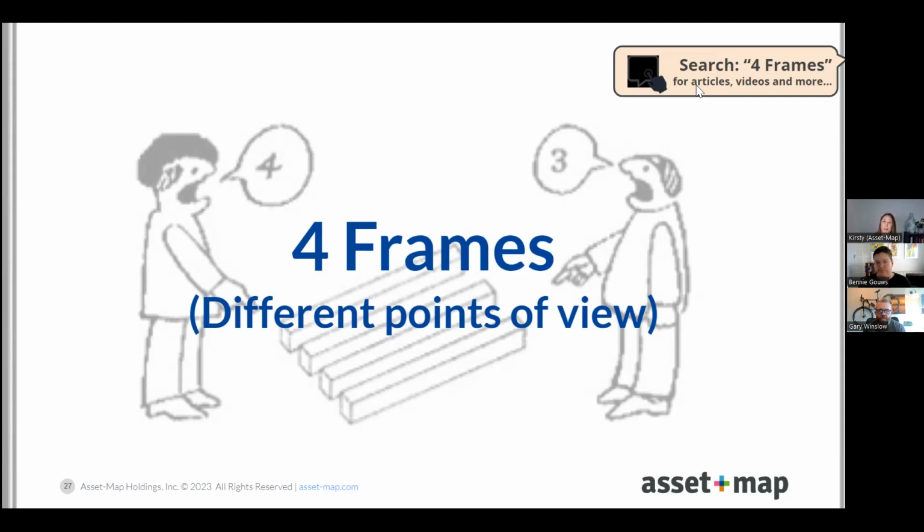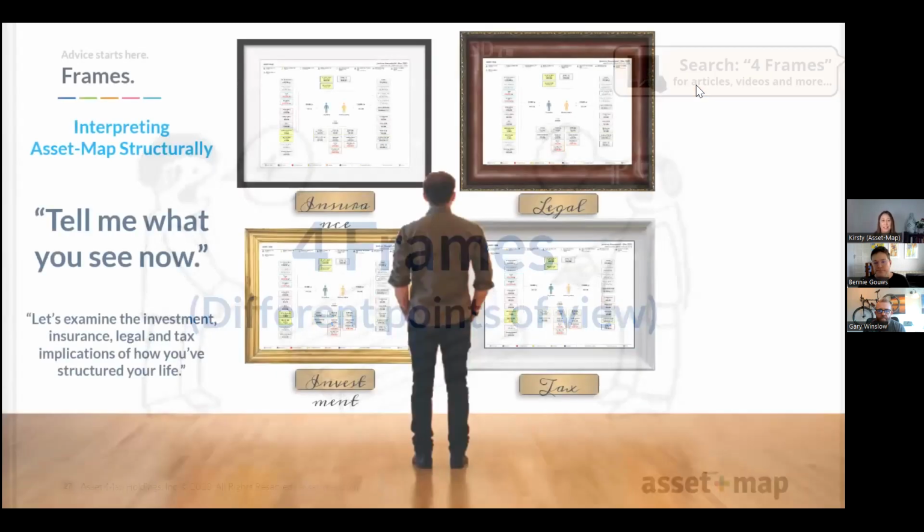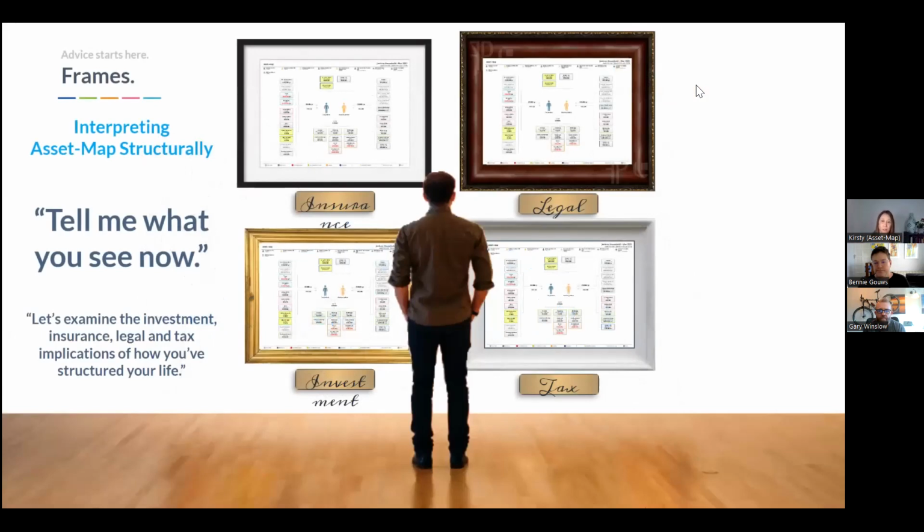And 4 frames is about thinking about the map from these different perspectives. So putting different lenses on and viewing the map through that lens to see if anything different comes up for you and things that you can take forward with the client. So to work through it, the first lens is to look at it from an insurance point of view.